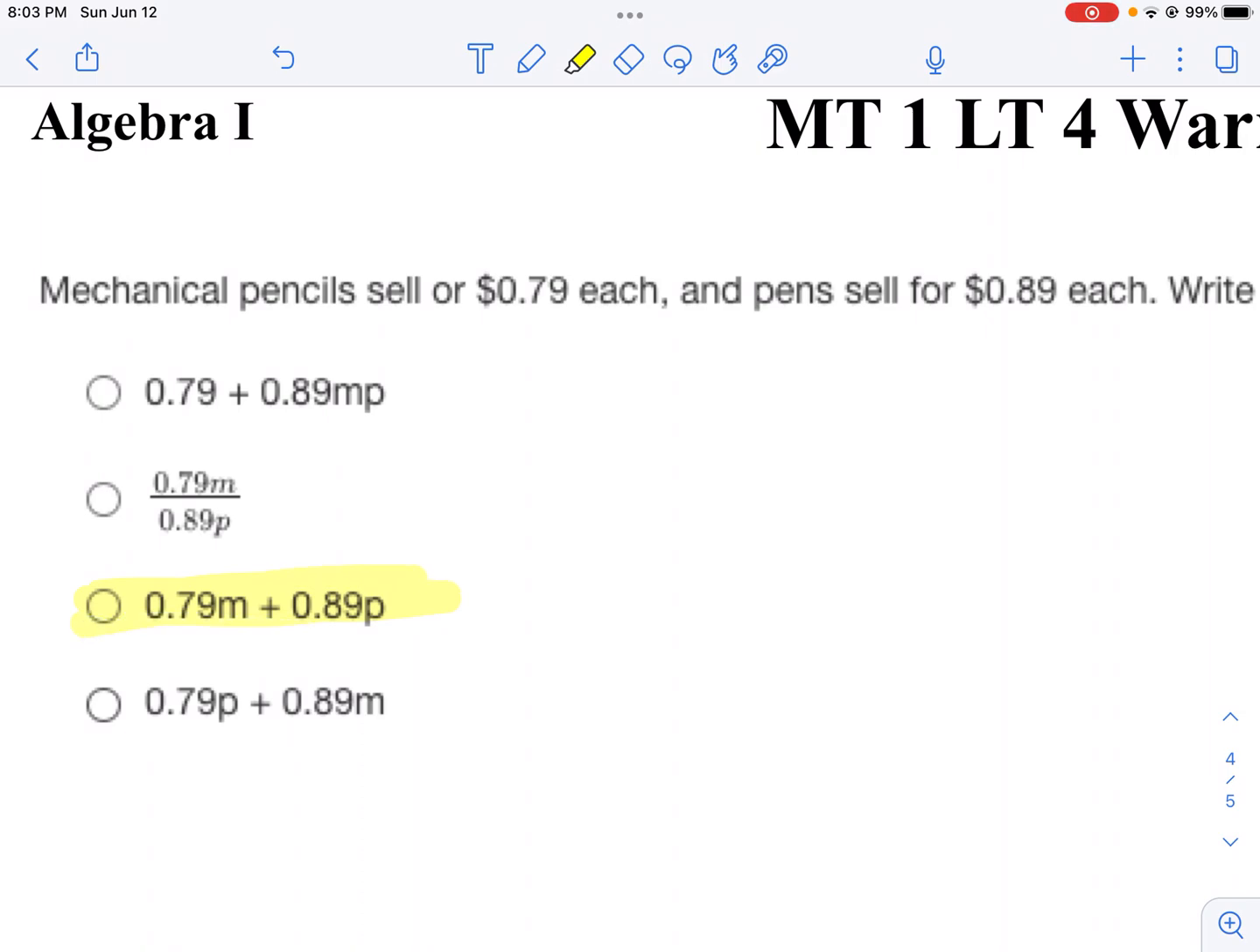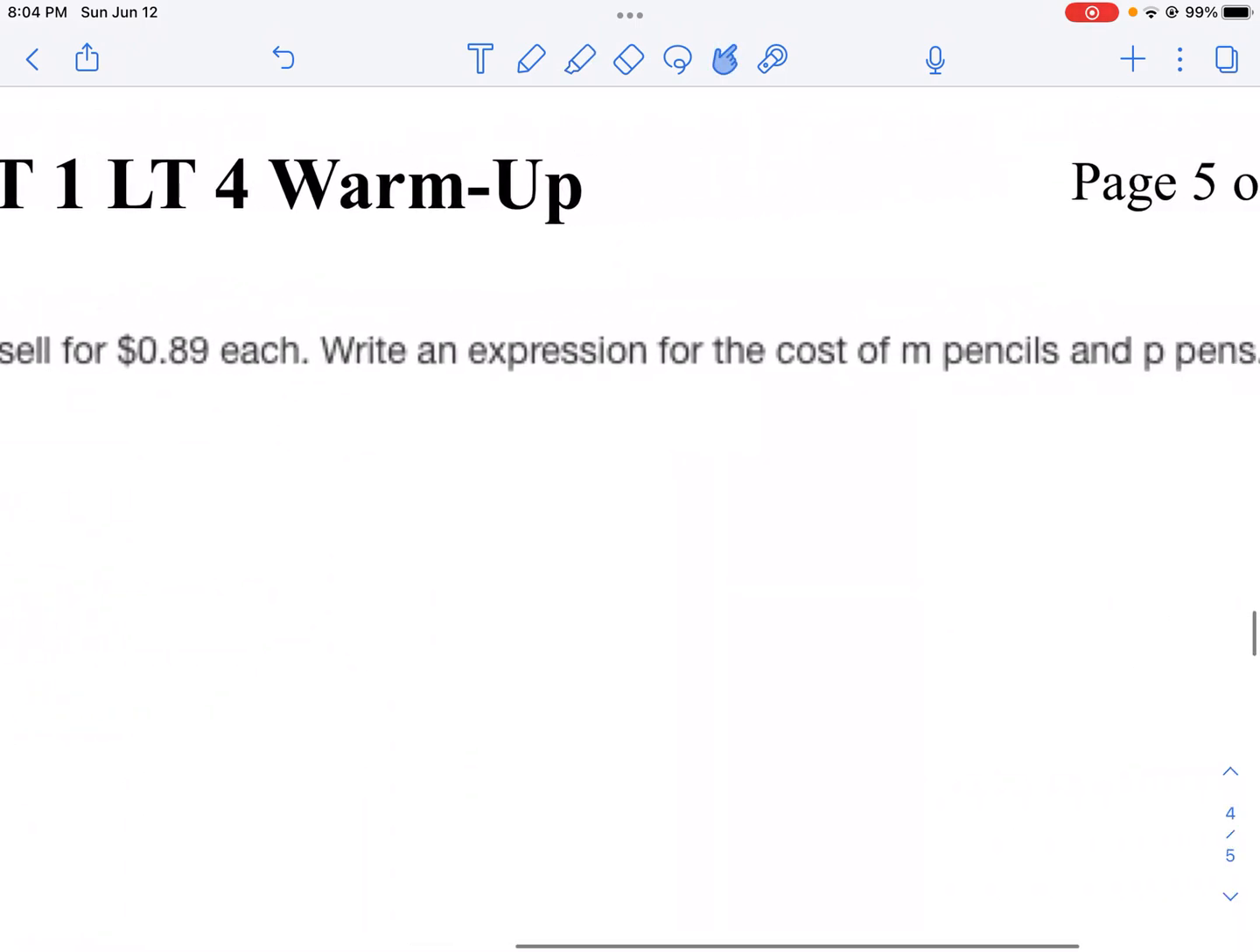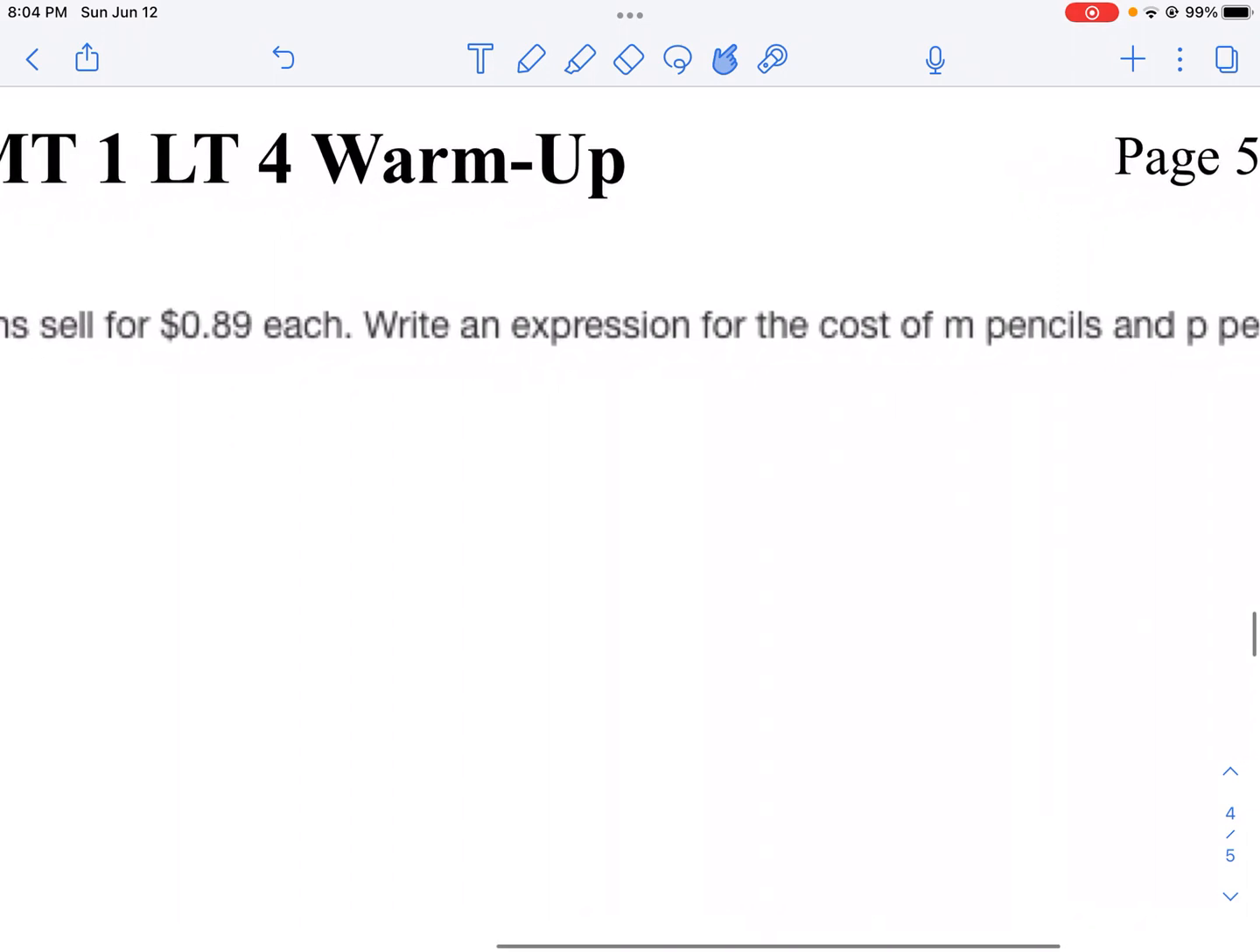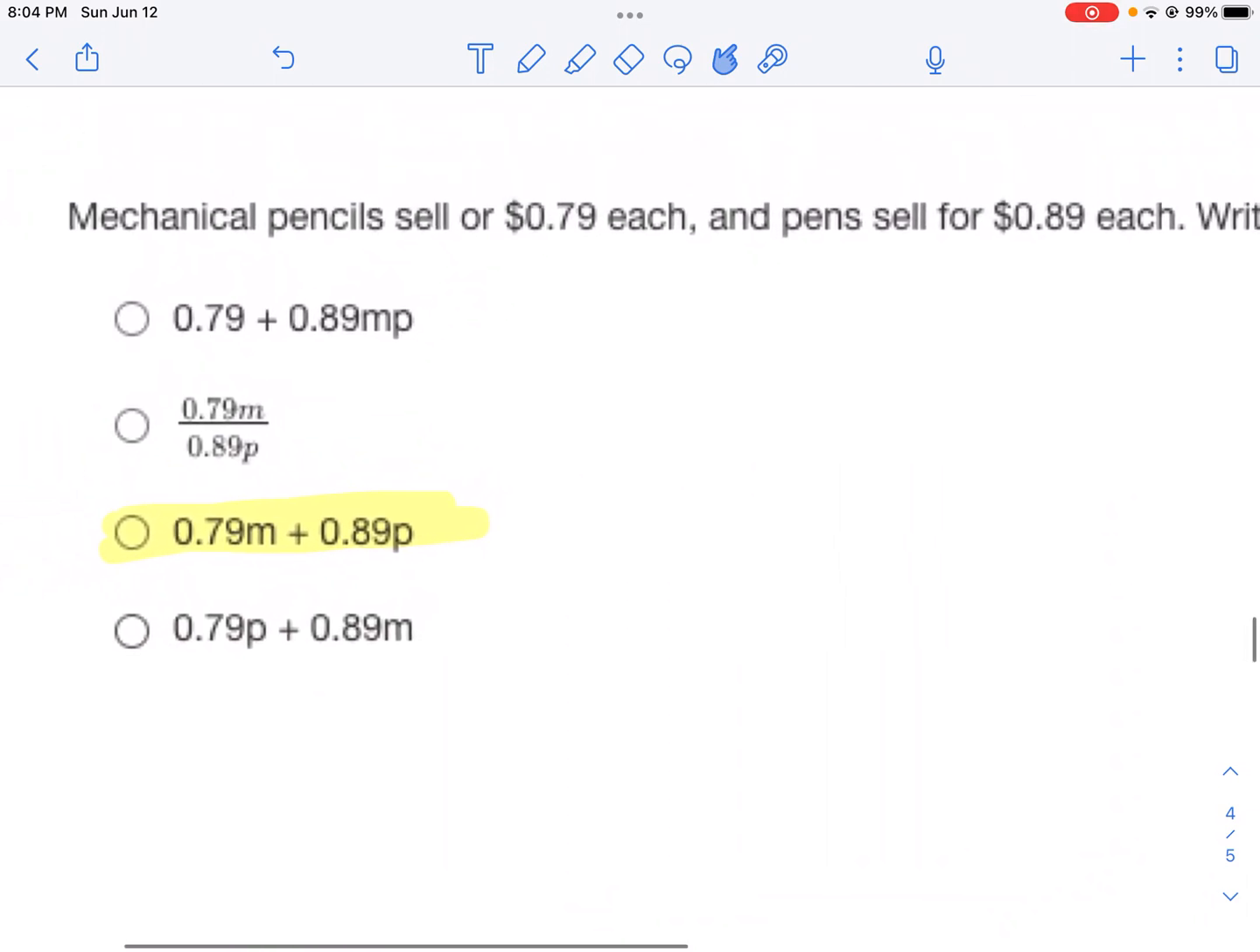What's the difference between choice C and choice D? I don't see a difference, do you? 0.79p plus 0.89. Oh, notice we got the M's and P's mixed around there. Okay, so mechanical pencils is our M, right? For the M pencils and P pens. If we did the last one, that would mean our pens would cost 79 cents, but they actually cost 89 cents.